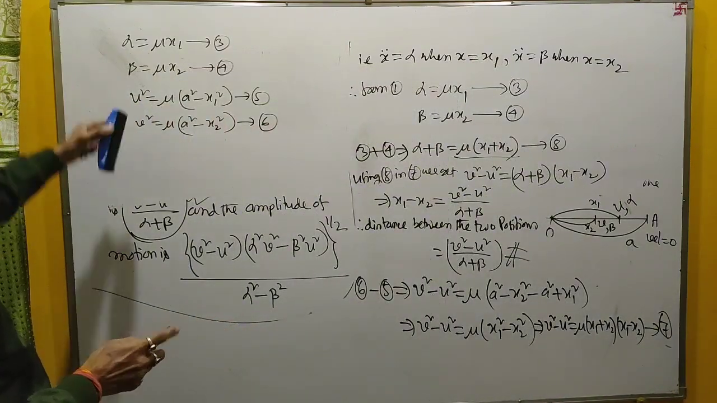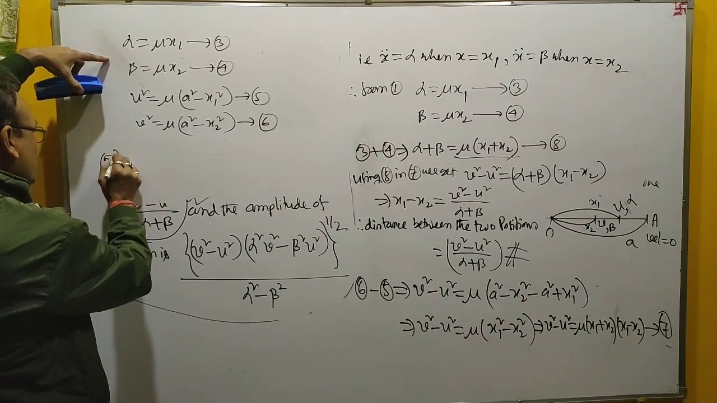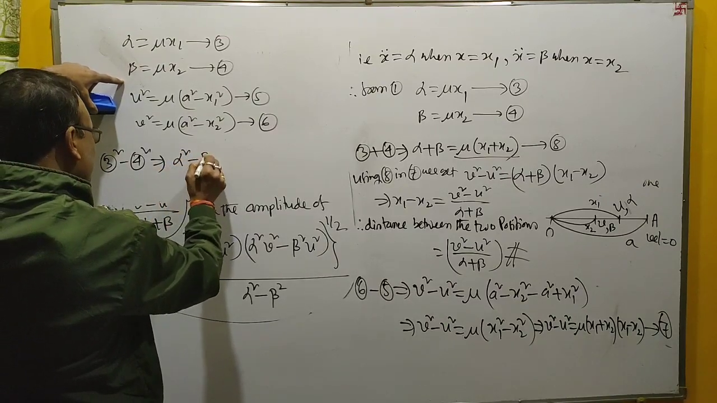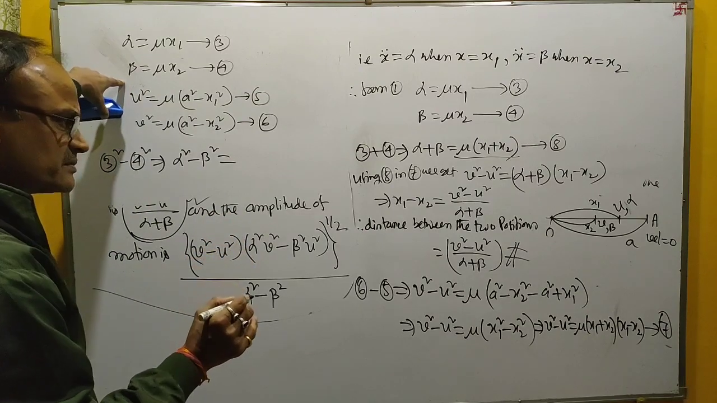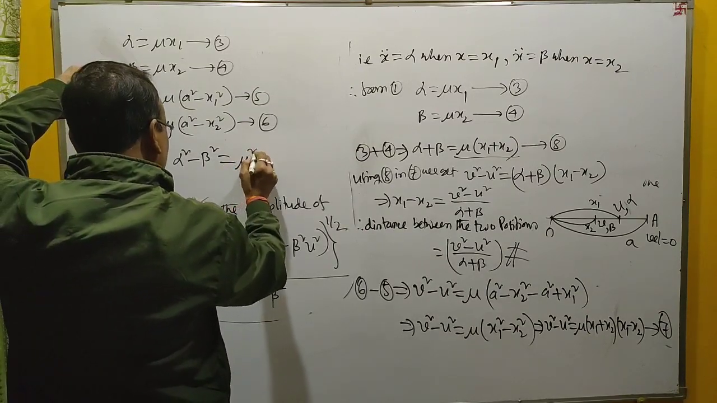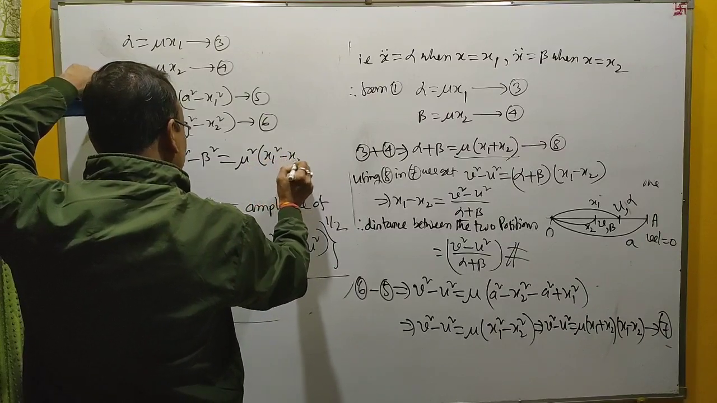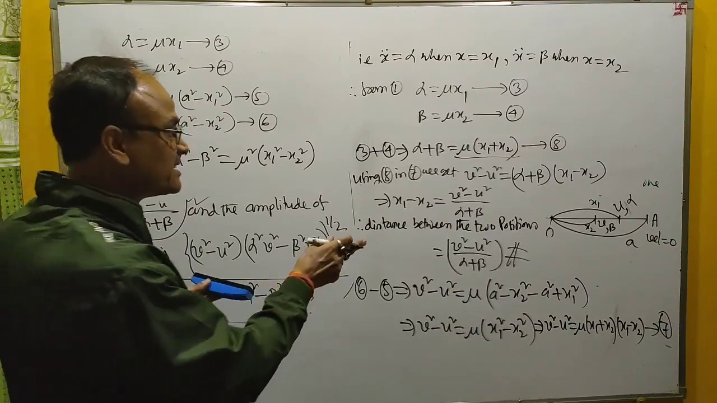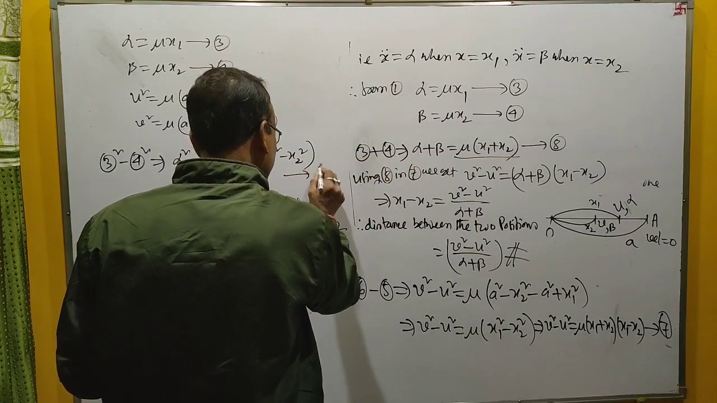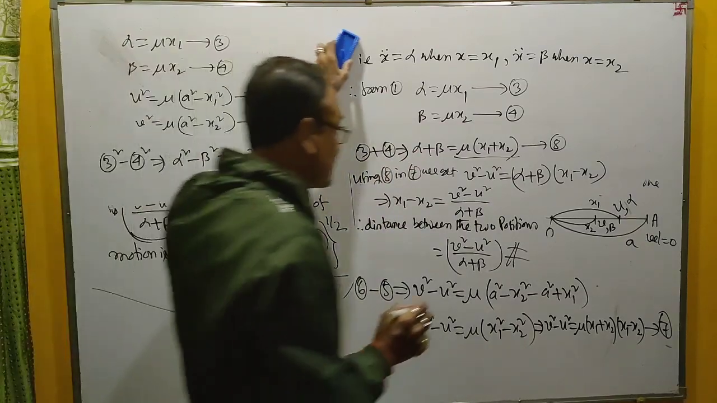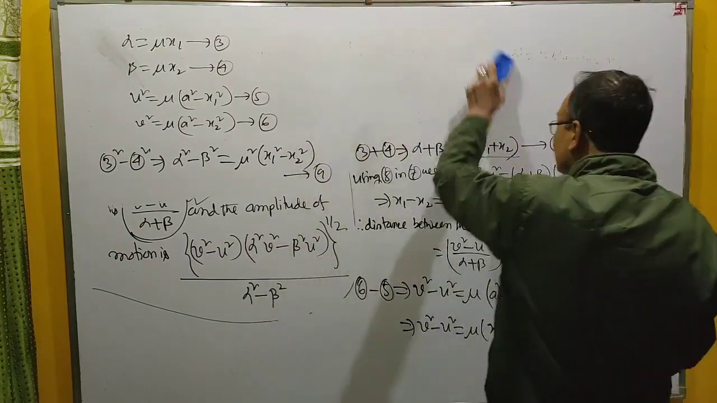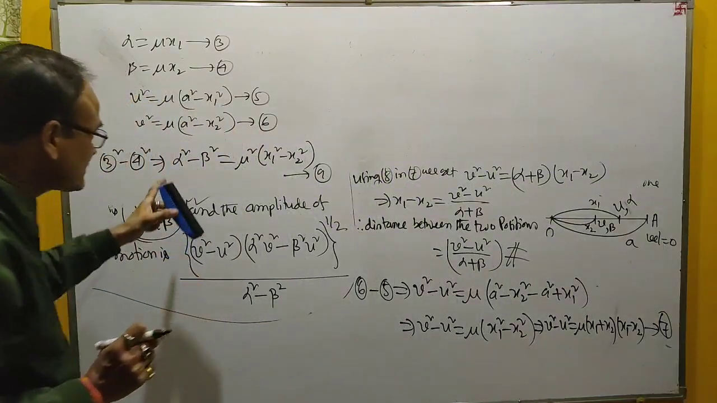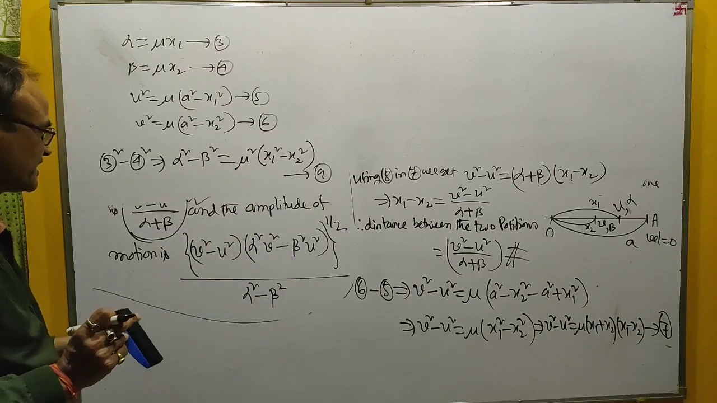Now, from 3 and 4, squaring 3 and 4 and then subtracting, we get alpha square minus beta square is equal to mu square into x1 square minus x2 square. Suppose this is number 9.